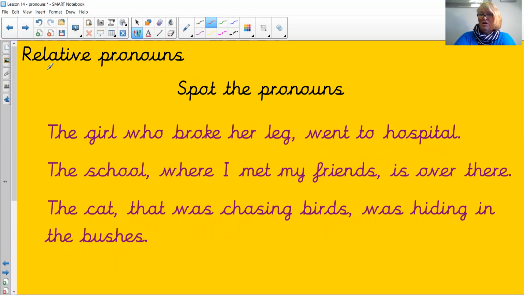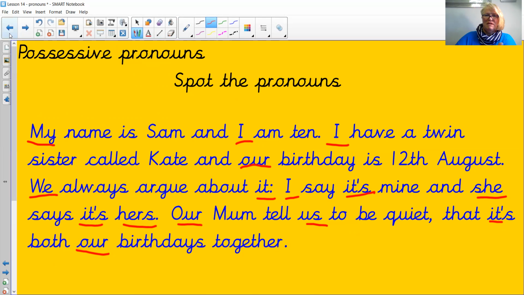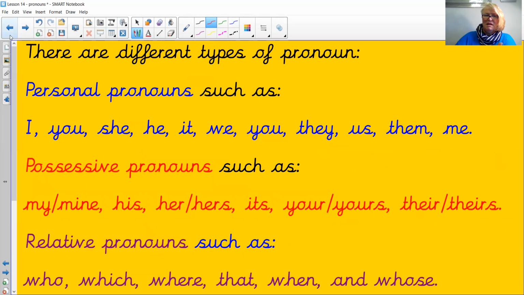Now with relative pronouns, should we just go back and check those relative pronouns? Because the relative pronouns are who, which, where, that, when, and whose. Okay, can you remember those? Who, which, where, that, when, and whose.